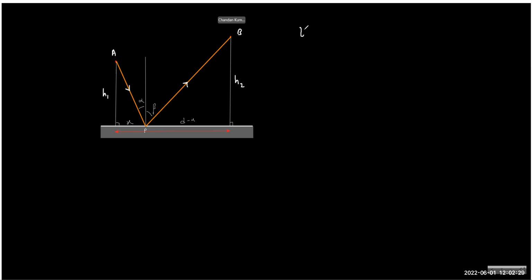So the total time taken for the light to go from A to B after reflection is how much? AP plus PB upon the speed of light. Let's say the speed is c, or you can say v, depending on the medium. Because it's the same medium, we can call it v. If it is air or vacuum, we can call it c. So let's take any wavelength. So t we can write as how much?